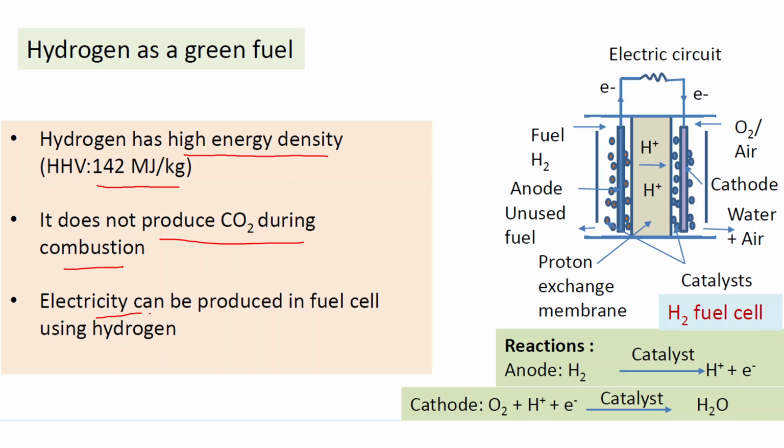We can also produce electricity using hydrogen in a fuel cell. So what happens in the fuel cell when we introduce hydrogen at the anode? It breaks into H positive and an electron, which goes through the external circuit, and this H positive is transferred to the cathode through this membrane. It is basically a membrane separator. Here it reacts with the oxygen to give H2O by taking this electron from the external circuit. So we can see here the electricity is generated in this external circuit.